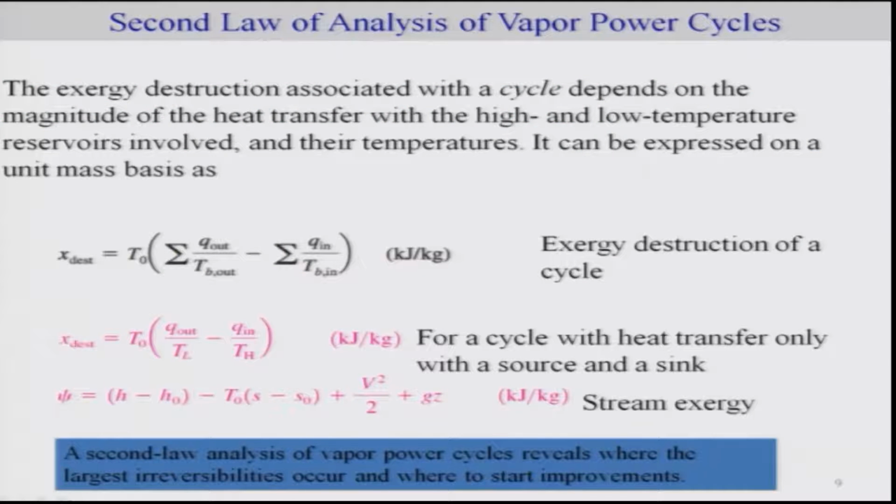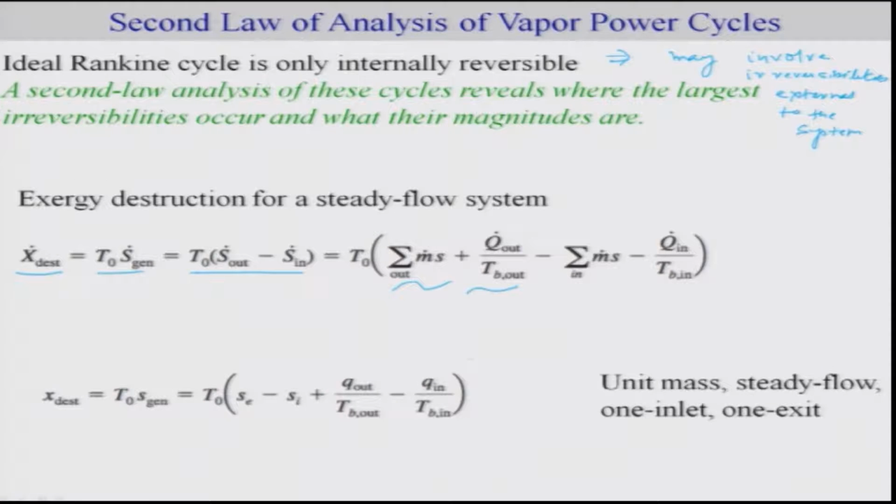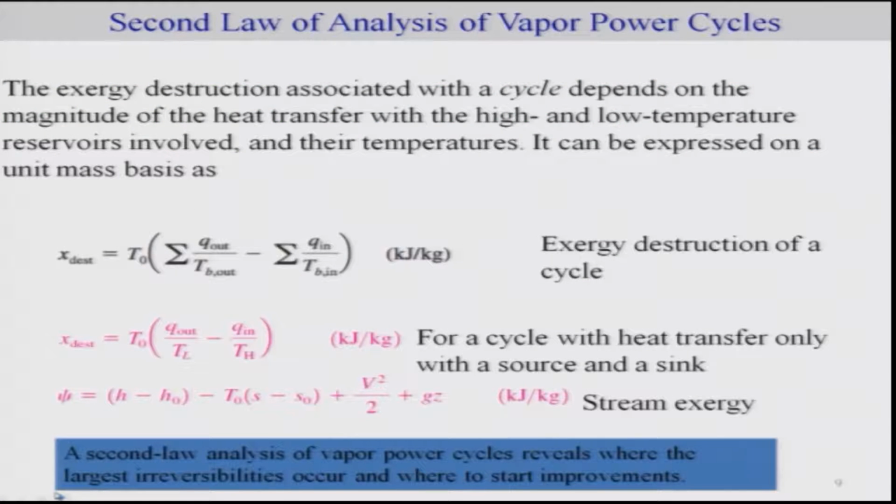Now the exergy destruction depends, of course, on the heat transfer. So we consider a cycle. So this was for a given flow system. Now if you consider a cycle, this will be the expression for the cycle, okay, where we are considering the heat transfer for the out as well as for the in, where TB is nothing but the temperature at the boundary of the system. For a cycle with only one particular source and a sink, you will have only one term each, Q out by TL and Q in by TH.